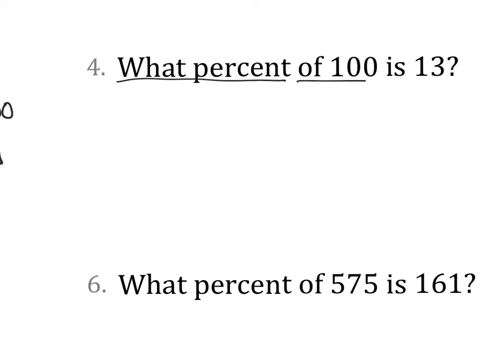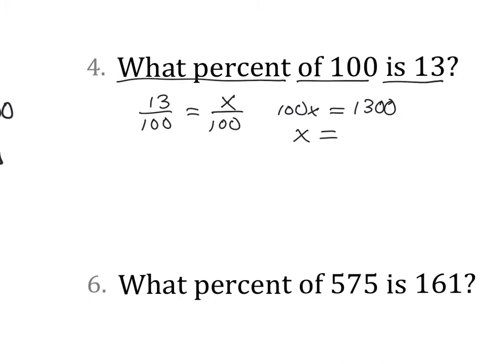What percent of 100 is 13? Is over of equals unknown percent over 100. So 100x is equal to 1300. And when I divide, I get x is equal to 13. Now that should not be a surprise, because if you look at these two denominators, they're exactly the same. So that means your percent is exactly the same as the original is.